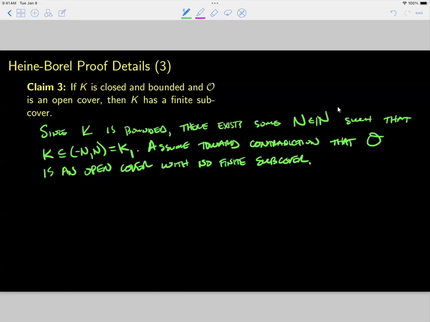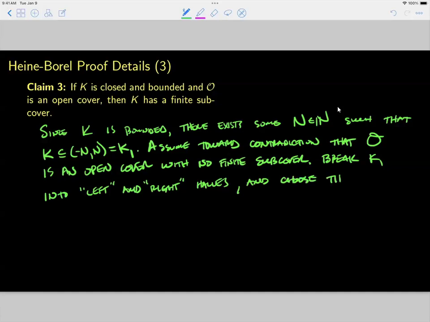I'm going to break K1 into what I'll call left and right halves, and choose the half on which K does not have a finite subcover.